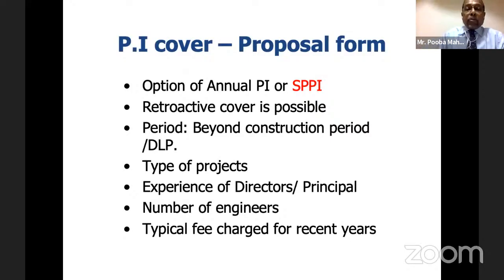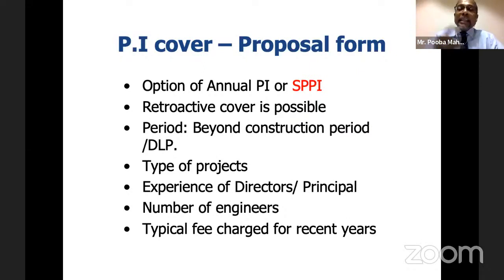When you want to buy a PI policy, you need to fill up a proposal form. Now there are two options of PI policy. One is an annual PI. Annual PI, the consulting engineer buys every year from January to December. You renew every year.